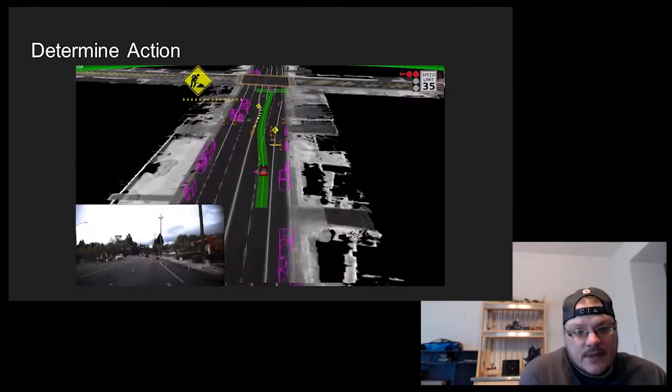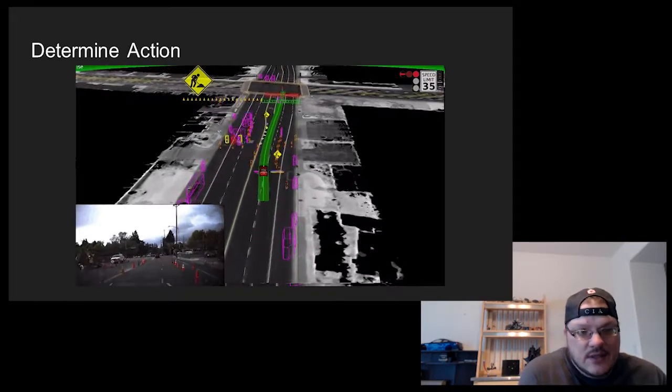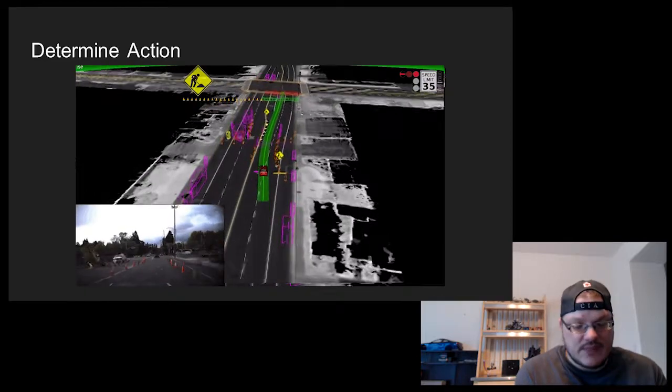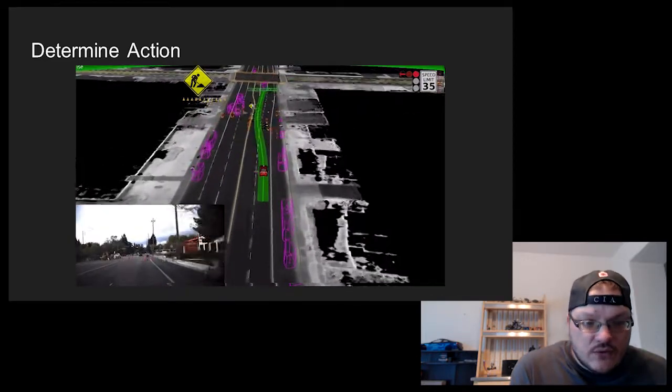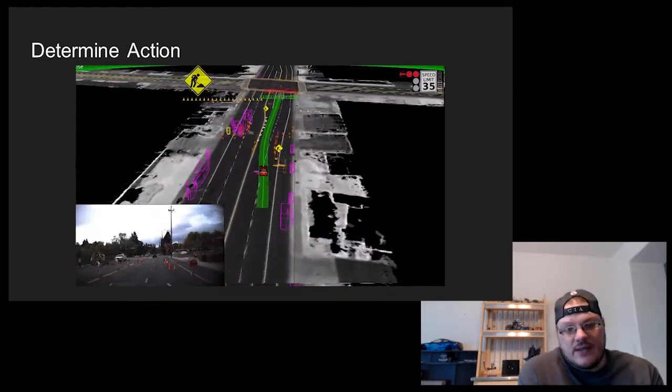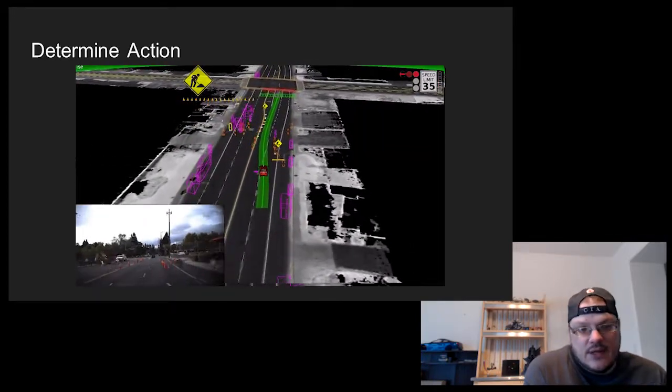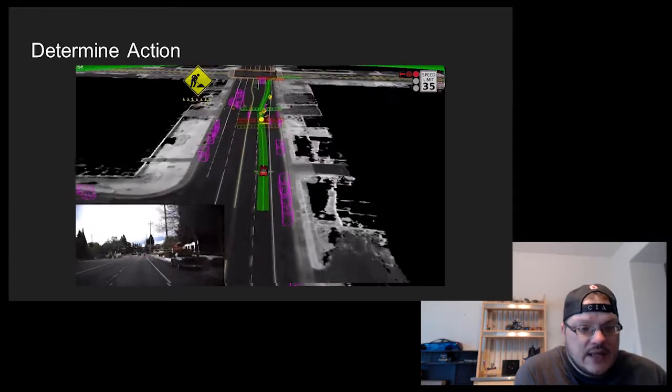What is our destination? What lane do we need to be in? In this particular animation, it's trying to avoid construction cones. So it identified construction cones on the side of the road taking over the lane, and it determined that it should shift over to another lane.